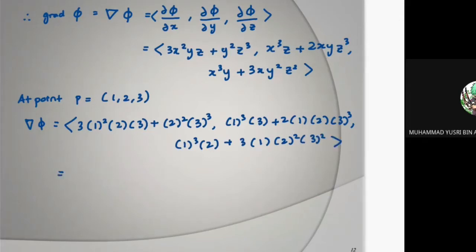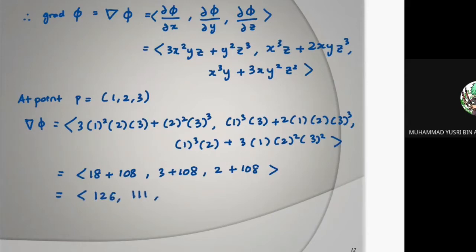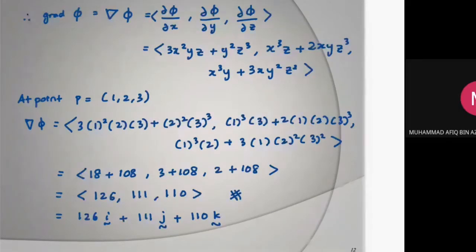Simplify this, you will get (18 plus 108, 3 plus 108, and 2 plus 108). This is equal to (126, 111, 110). In ijk form, which is 126i plus 111j plus 110k. Just differentiate and then substitute the value.